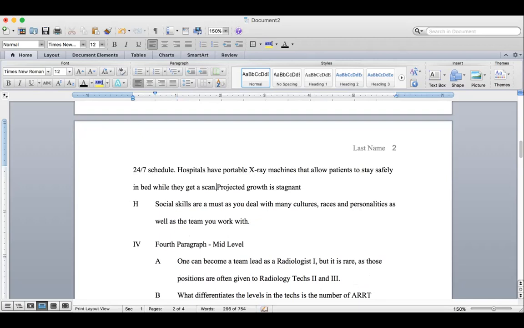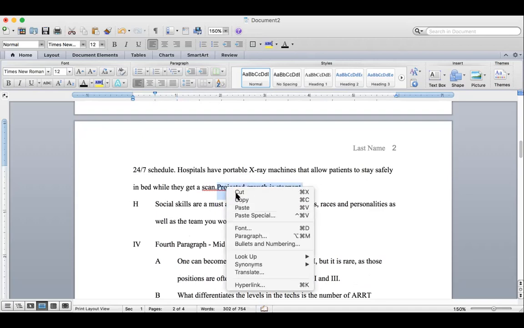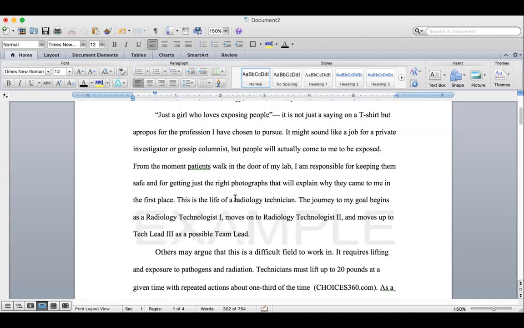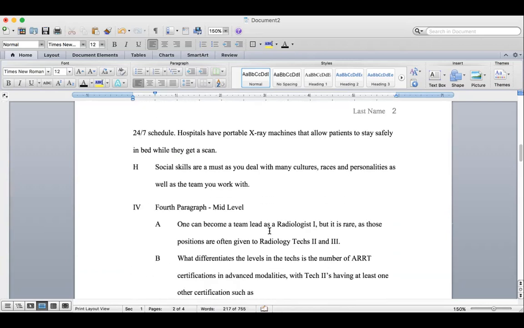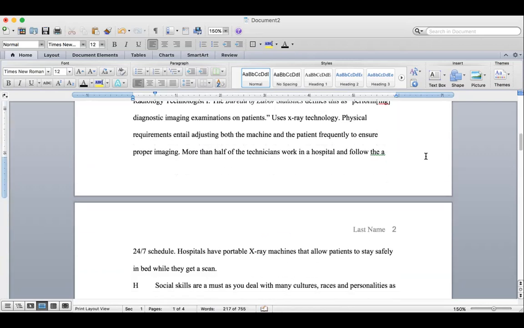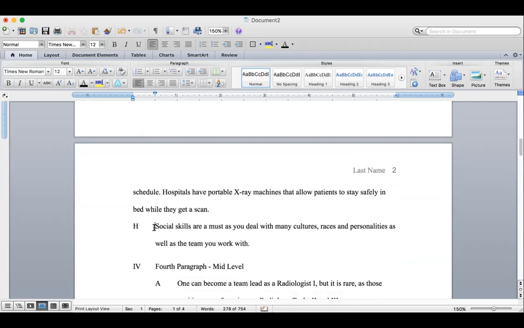Okay, and then projected growth is stagnant. Now, this to me goes not here, but in the negatives, right? Wouldn't that be a negative? Okay. And then I can always massage it in there, but I'm going to cut that and put that there and then put that there, and then I can work it in there. Okay. Let me say A there. All right, H.